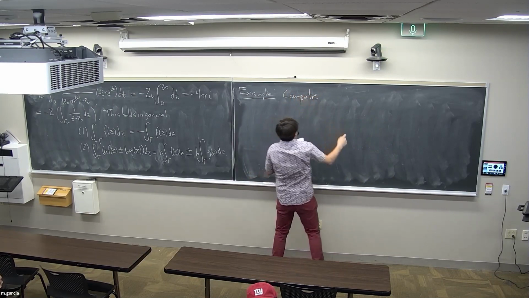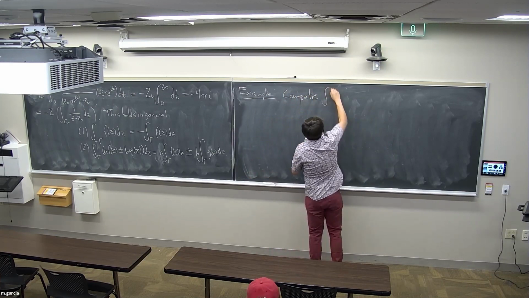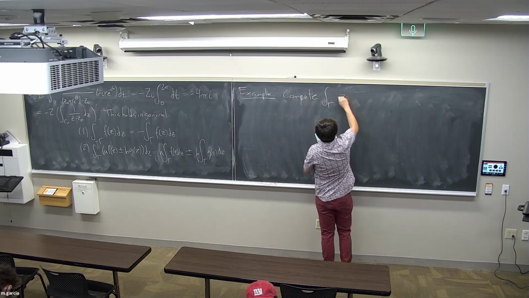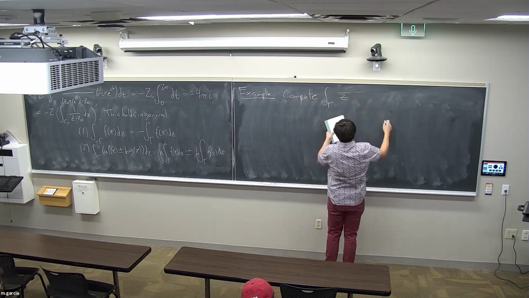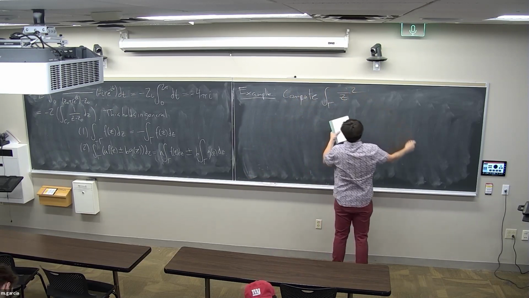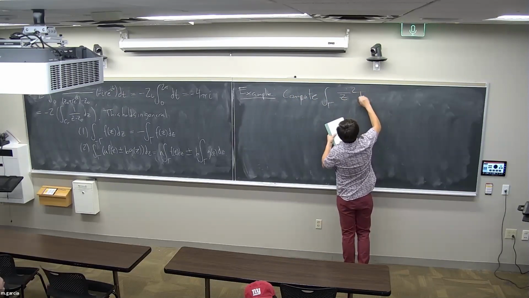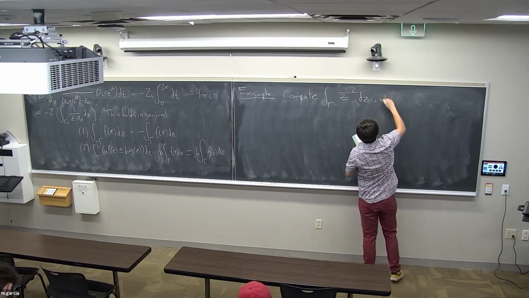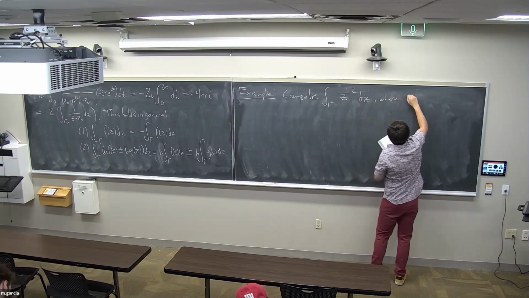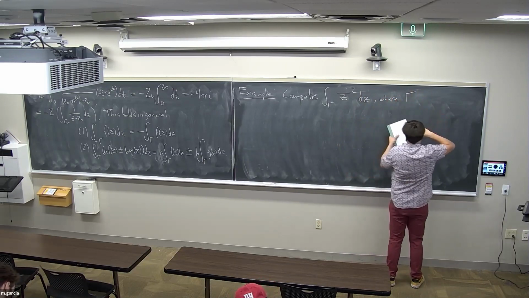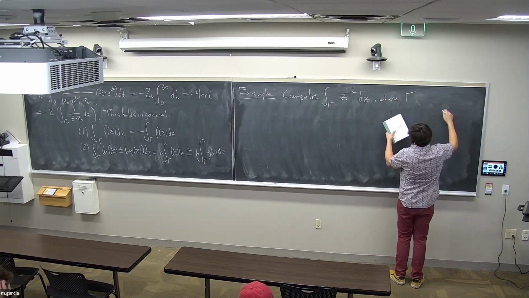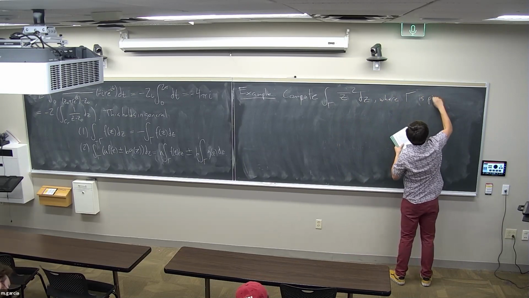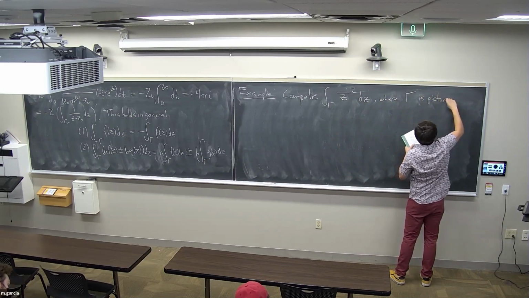And we ask you to compute the integral along gamma of the conjugate of z squared, dz, where gamma is pictured below.